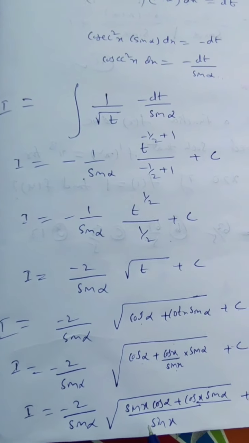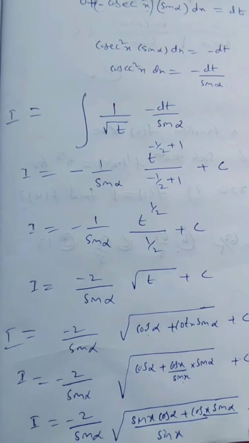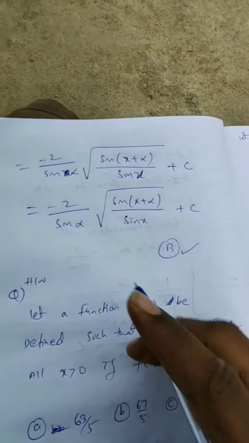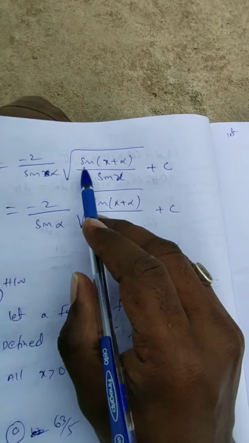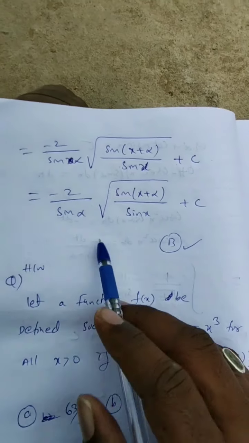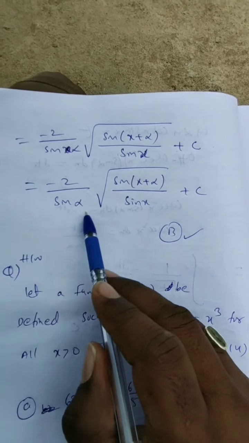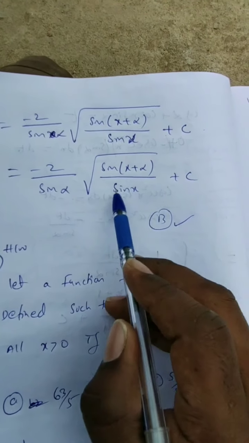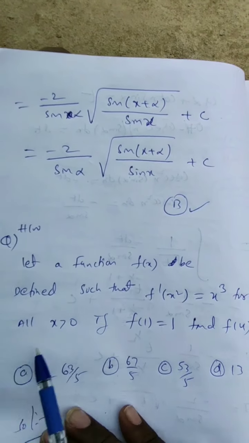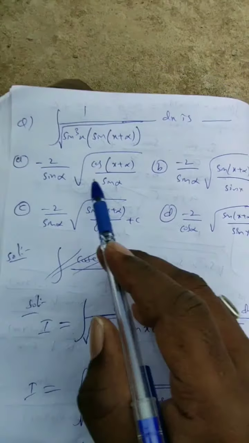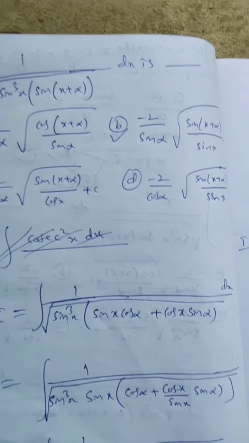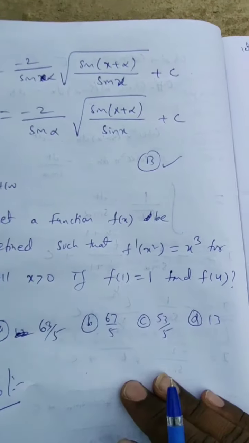So which formula is here? The sine a plus b formula, correct? So I can write minus 2 upon sine alpha under root of sine of x plus alpha upon sine x, plus c. You can see this shows option B. Option B is the right answer. Very good. Well done.